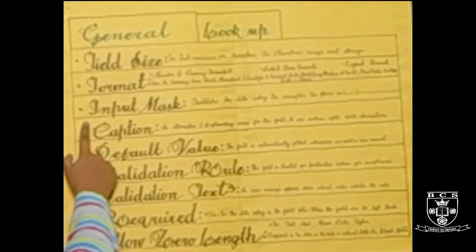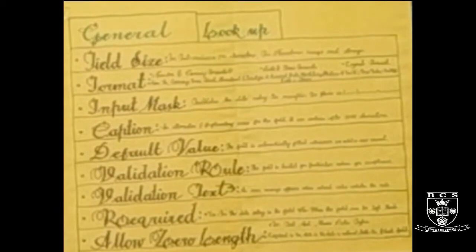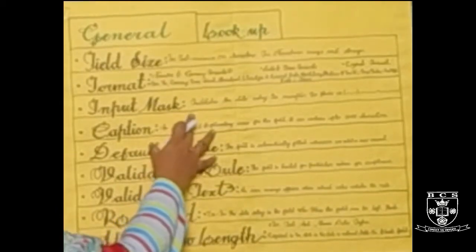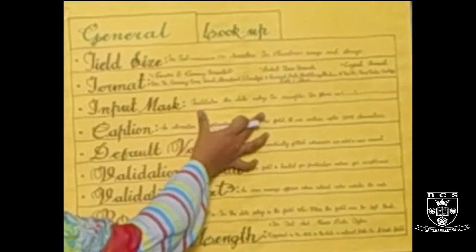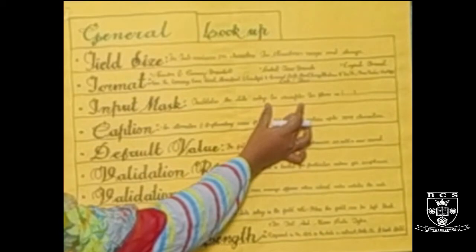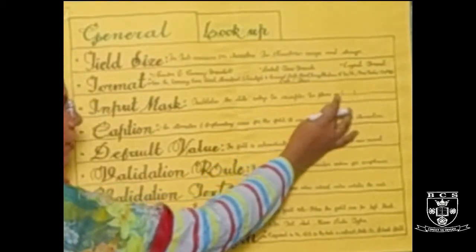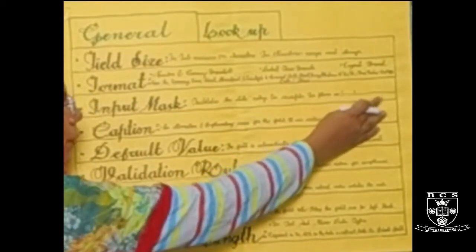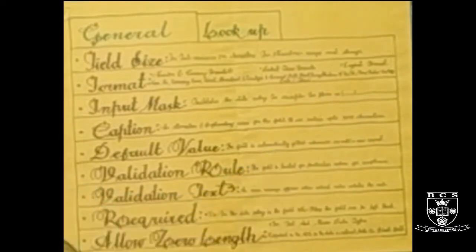Now the third one is input mask. What is input mask? Input mask is a pattern through which we can enter data. It facilitates data entry, it makes our data entry easier. Here is an example for input mask. There is a pattern, or a sketch, of the number. How can you add the phone number over here?